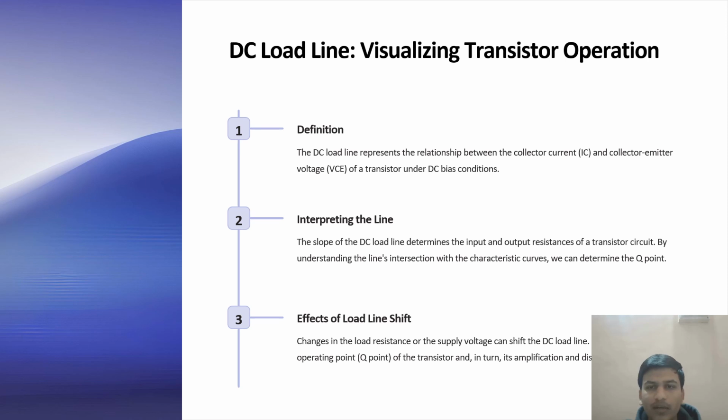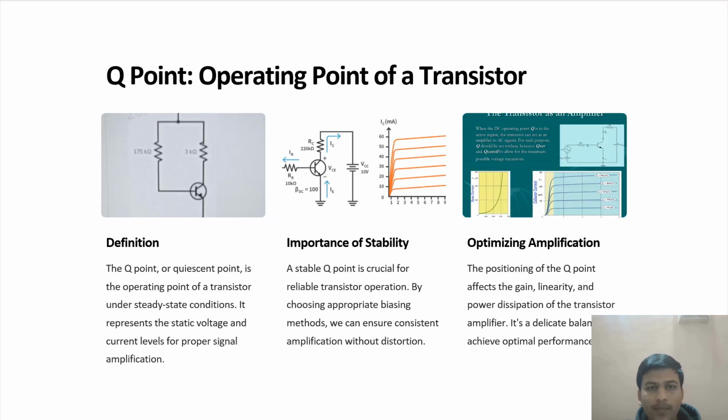Afterwards, we will see the DC load line visualizing the transistor operation. So first of all, what is meant by DC load line? The DC load line represents the relationship between the collector current, that is IC, and collector emitter voltage, that is VCE, of the transistor in DC bias conditions. Second is interpreting the line. The slope of the DC load line determines the input and output of the transistor circuit, and we can determine it by the Q point. And third is the effect of load line shift, that is, changes in load resistance or supply voltage can shift the DC load line.